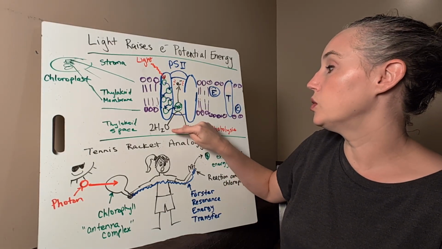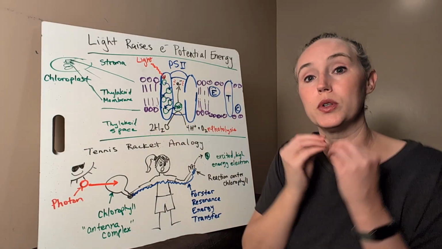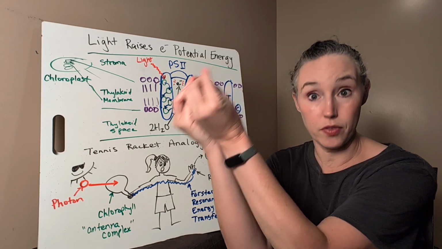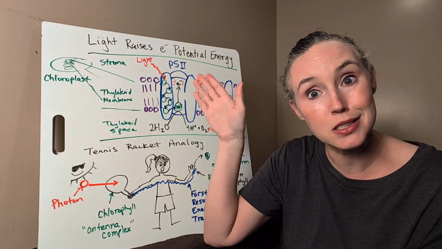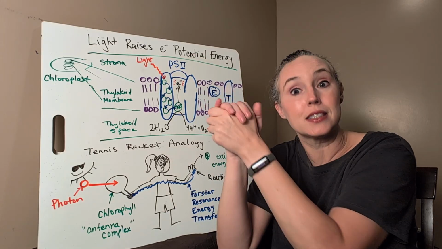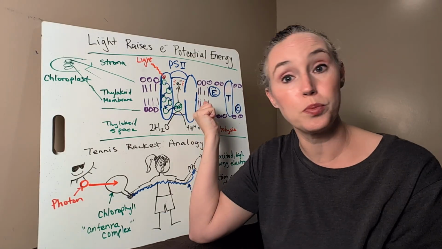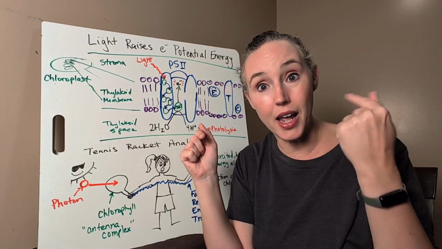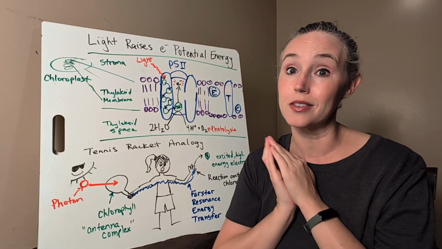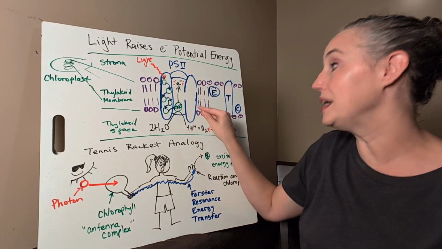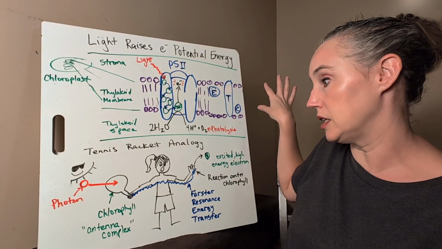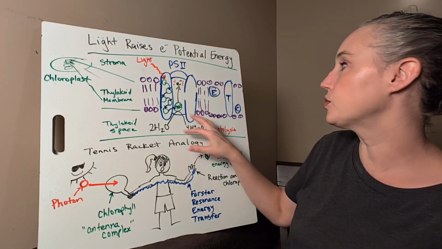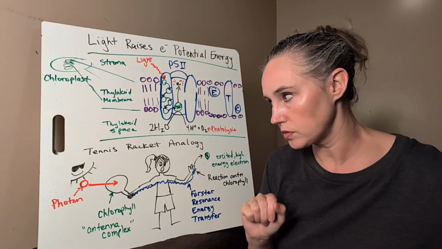And so water is going to oxidize. It's going to give its electrons to P680 plus. And when it does that, it's going to get an electron and just be P680, because the negative electron will neutralize the plus. Hooray. So now P680 has electrons. Farther on in that comes the electron transport chain. But let's just focus on Photosystem II.